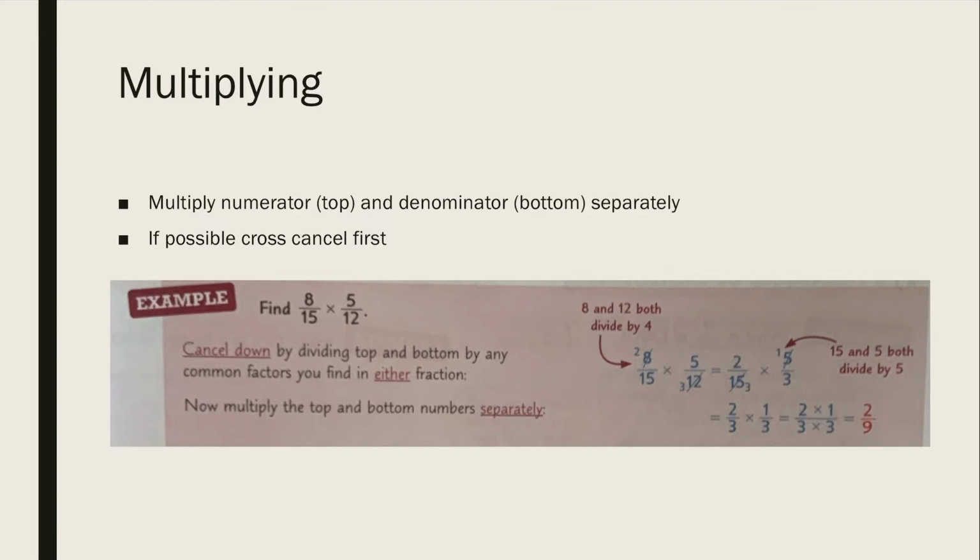So, it becomes 2 over 15 times 5 over 3. And 15 and 5 also cancel out, with both being divisible by 5. So 15 becomes 3 and 5 becomes 1. Therefore, you're left with a much easier fraction to consider: 2 over 3 times 1 over 3. 2 times 1 is 2. 3 times 3 is 9. And your final answer is 2 over 9.